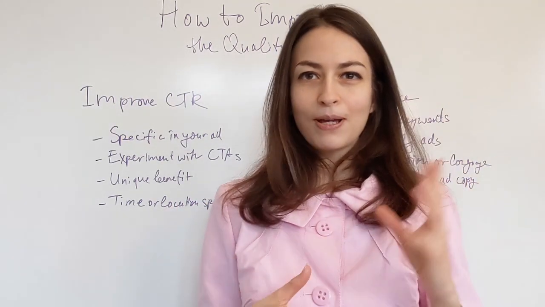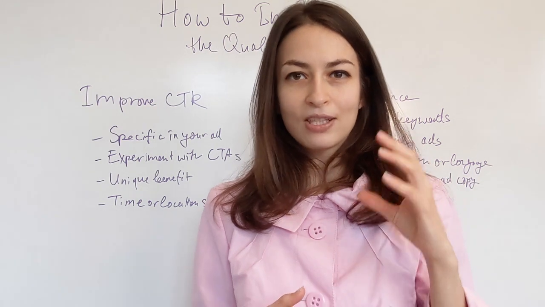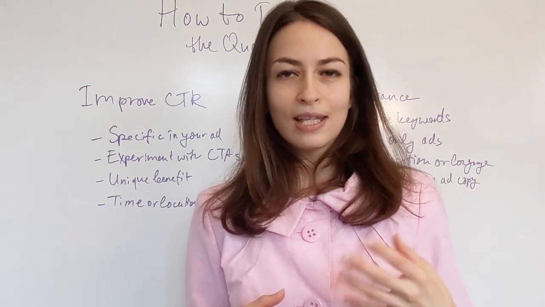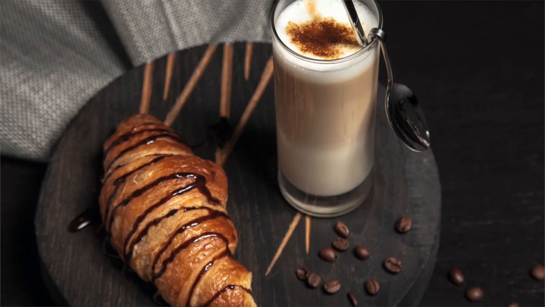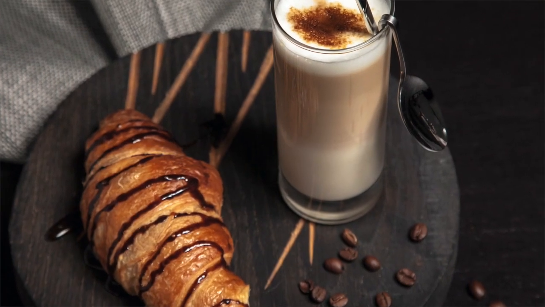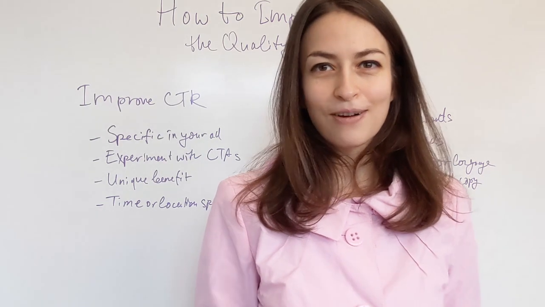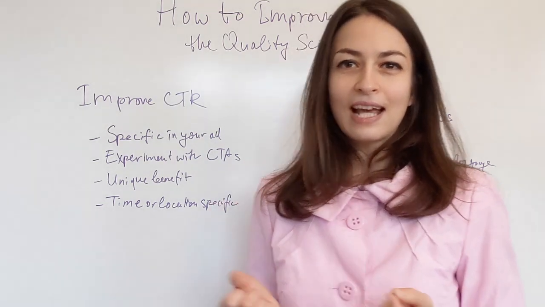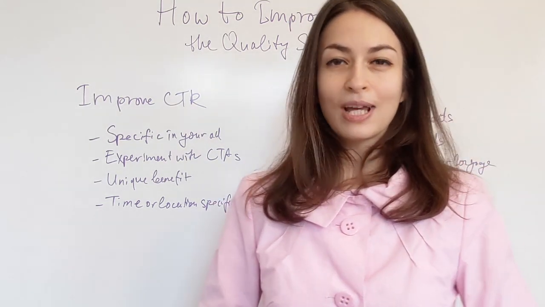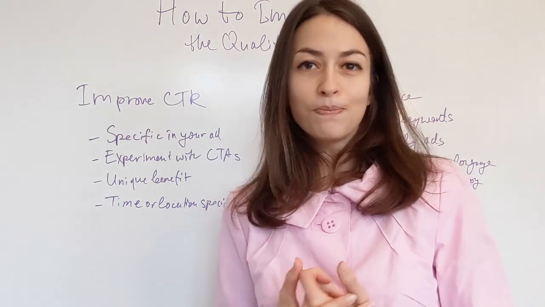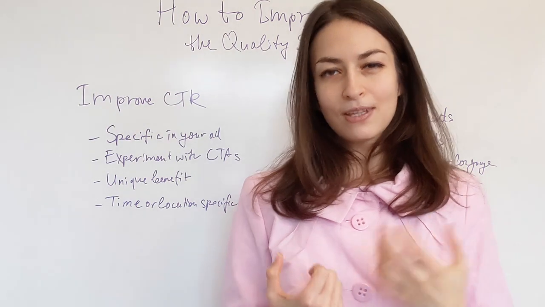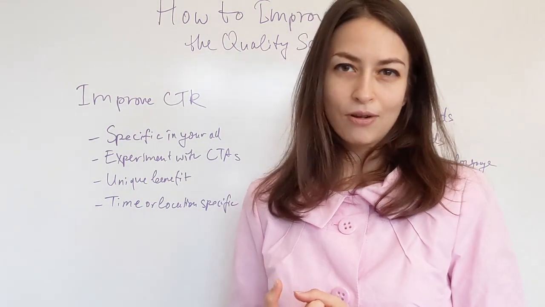Let's say if there is a special time of the day when your ad is scheduled to show, you can create a special mention like get a coffee this afternoon. Afternoon blues, why don't you go and pick up a coffee and a croissant in our place? Things like this can actually make a huge difference with your click-through rate, because users really want to find something very personalized. The more personalized and specific your ad is, the better click-through rate you're going to get.